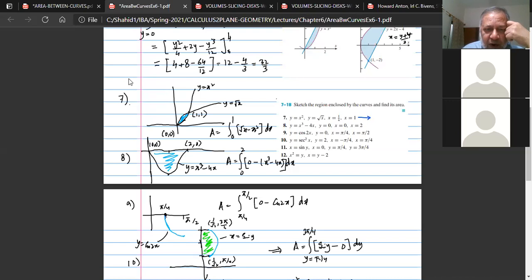Y is equal to x square, and y is equal to x square goes like this. Y is equal to square root x, and that goes like this. Sketch the region, it says, enclosed by the curves, between these two curves, and find its area.